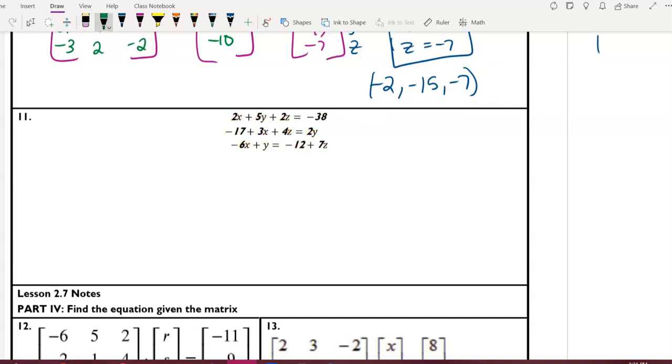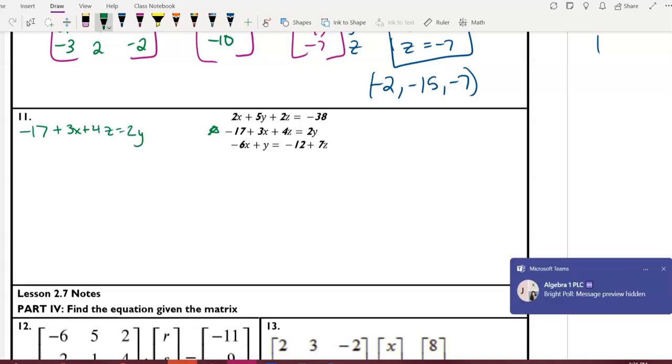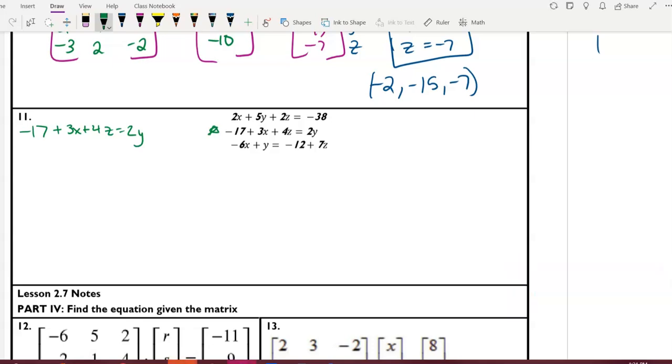So here, with the second one, we need to rearrange that. So right now we have -17 plus 3x plus 4z equals 2y. And what is wrong here is that we have x and z. Those are good, but this needs to be moved over here, and this needs to be moved over here. So how do we move a 17 to the other side? It's negative, so we add it. Now we have 3x plus 4z equals 2y plus 17.